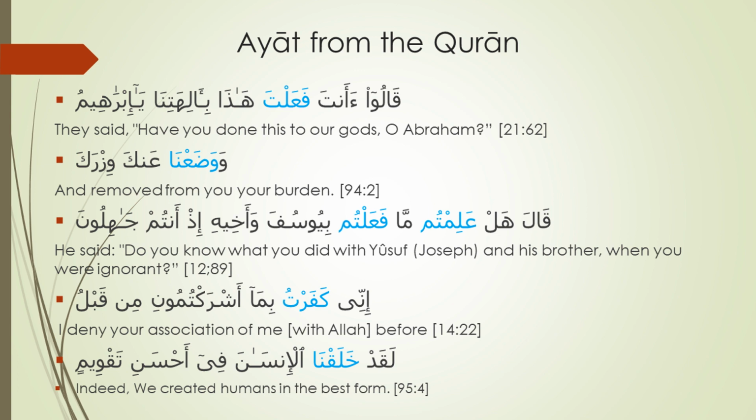The next one, وَوَضَعْنَا, on the scale, فَعَلْنَا, we. وَضَعَ is to place, but here in this context is to remove. عَنْكَ وِزْرَكَ وَوَضَعْنَا, we removed from you your burden. And this is I think they say in English, the royal we. Allah uses we, even though it's Him that does it. He does it. وَوَضَعْنَا, and we removed from you your burden.